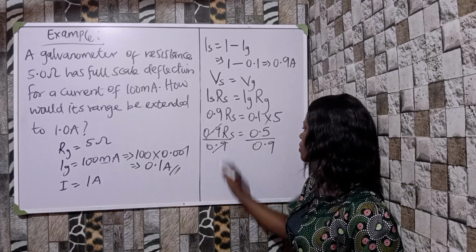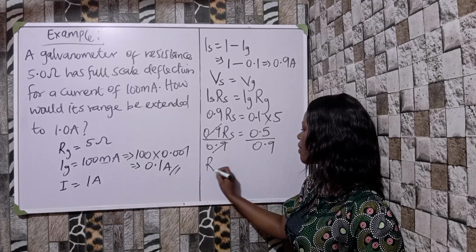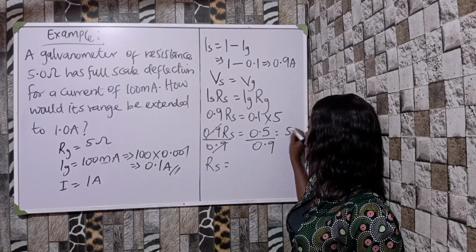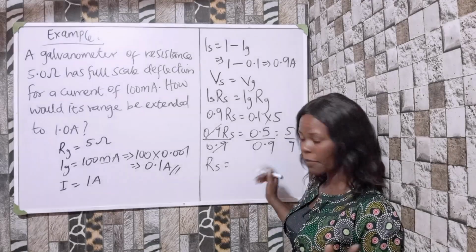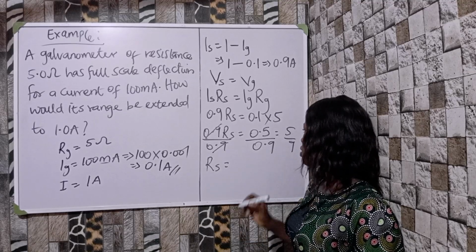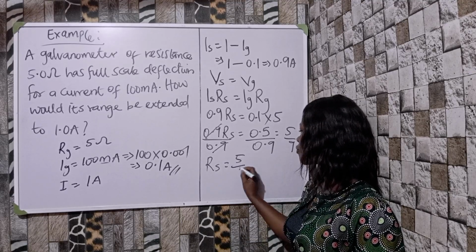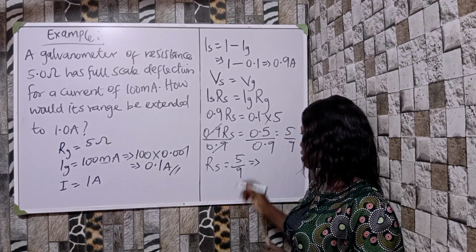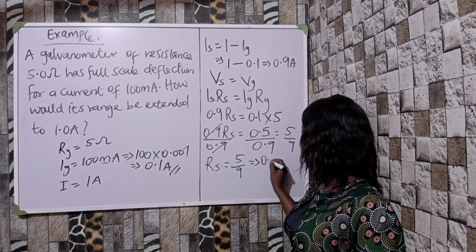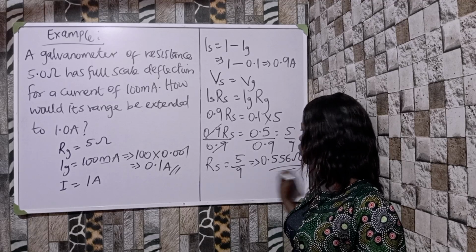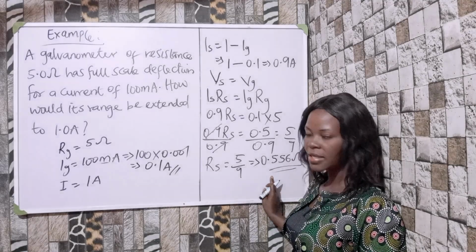So this will cancel. Okay, so I have Rx. This is the same thing as saying 5/9. I hope I'm correct. All right, because this will cancel each other. I have 5/9. Then I want to change it in decimal. It is going to be 0.556 what? Ohms. Do you understand it now?